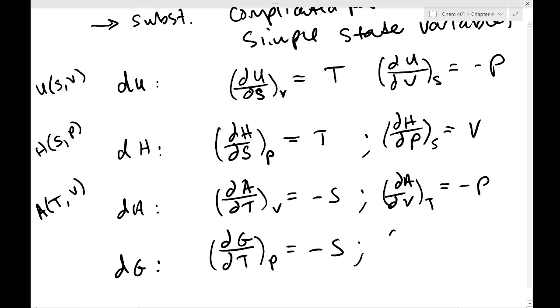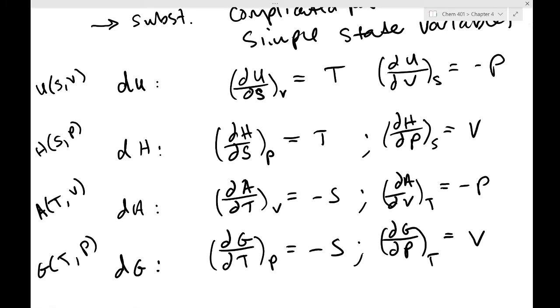And the change in G with respect to the change in pressure at constant temperature is equal to the volume. Okay, and again, let's write out the natural variables here for G, which are T and P. So now you guys can start to see the power of thermodynamics, or the power of these four independent energy quantities being defined in terms of their natural variables.